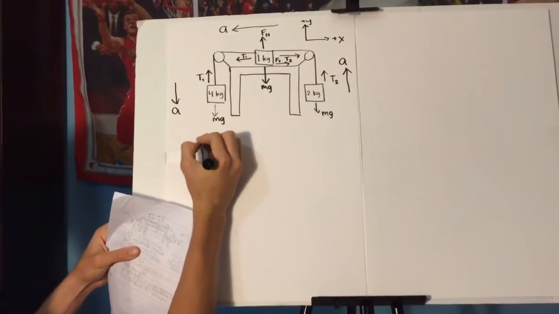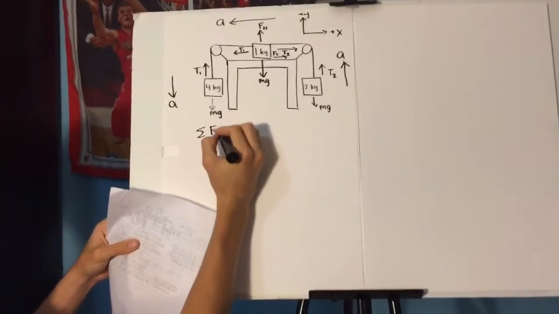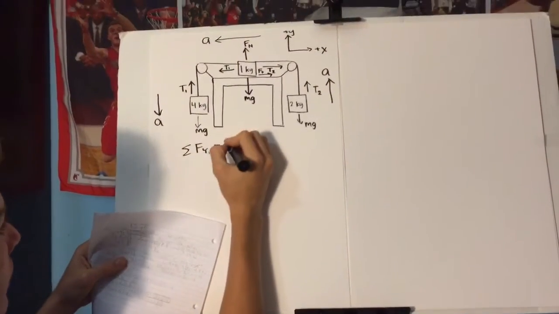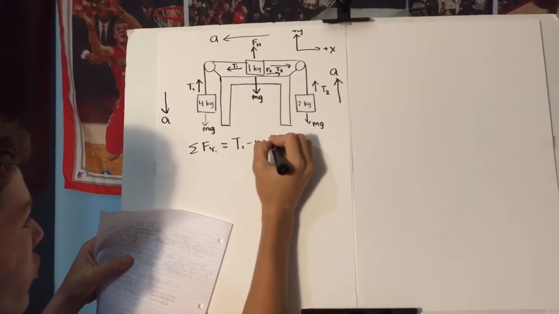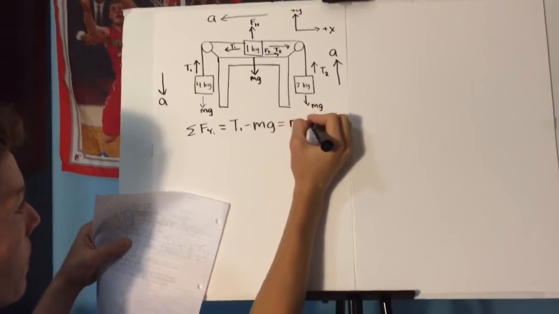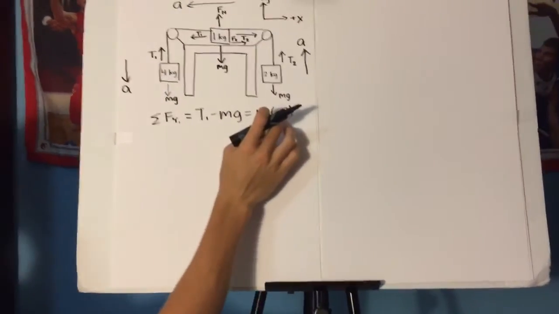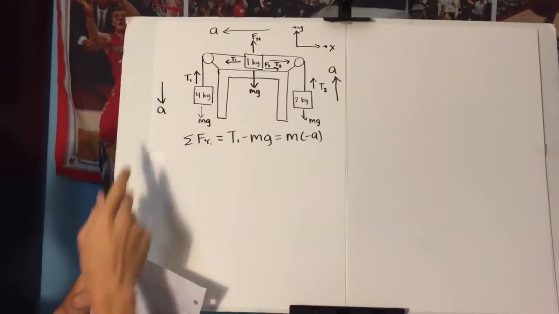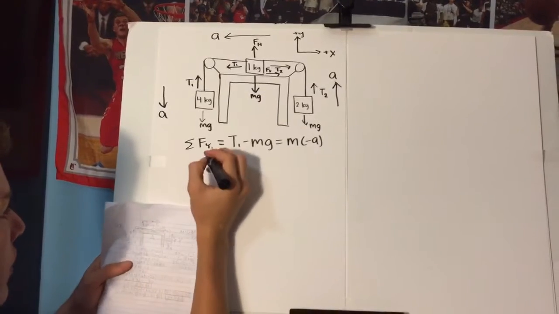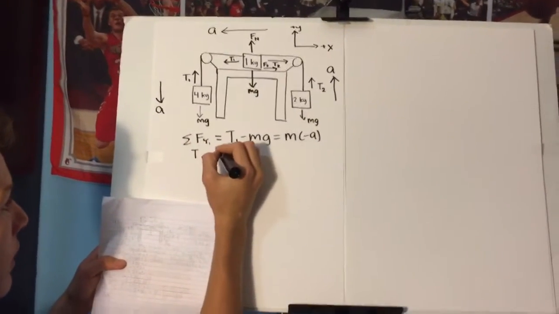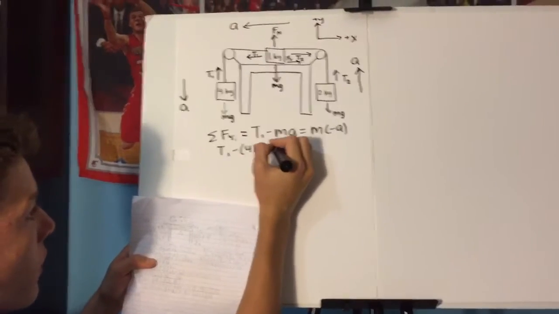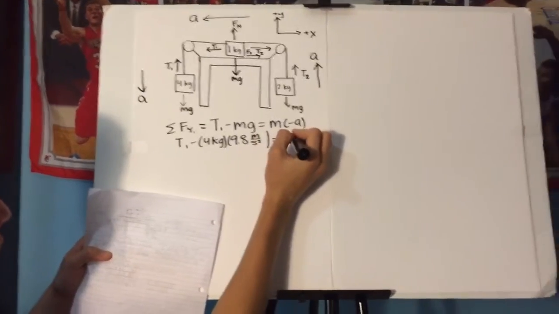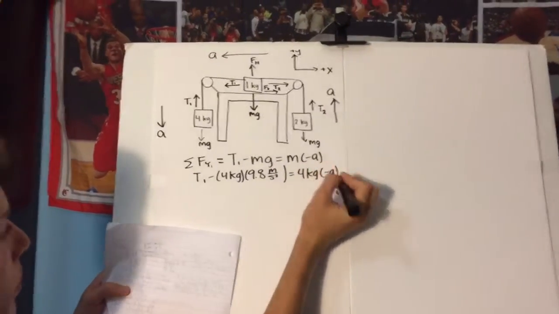So the sum of the forces in the y direction, and we're going to call this y1 for this side, is equal to T1 minus mg, and that's going to equal m times negative a. The reason it's negative a is because we called this the positive y direction, and it's going to be accelerating downward, which is negative. So now we plug in our values: T1 minus 4 kilograms times 9.8 meters per second squared equals 4 kilograms times negative a.